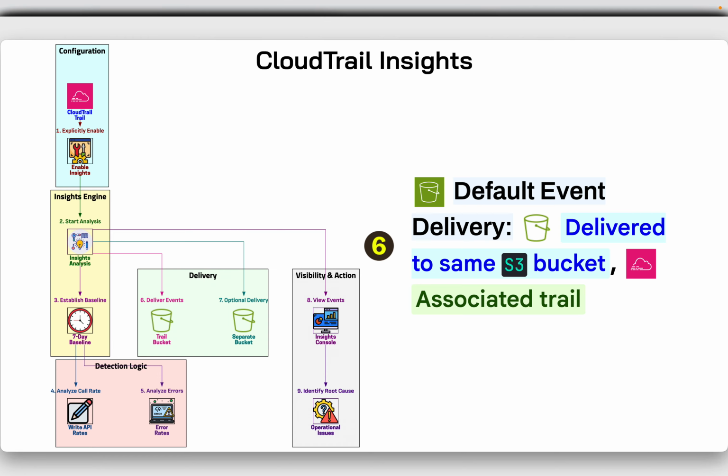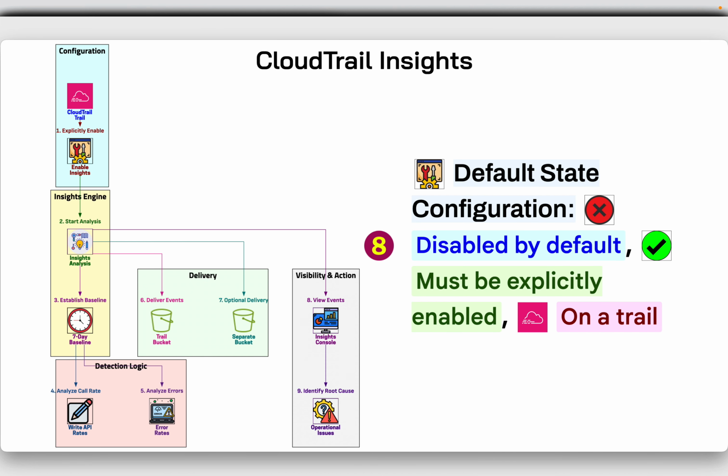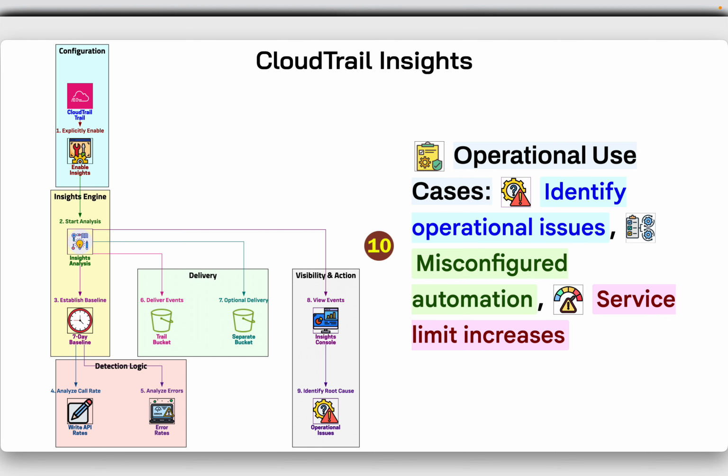Insights events are delivered to the same S3 bucket as the associated trail. Insights events can optionally be delivered to a separate S3 bucket for easier analysis. CloudTrail Insights is disabled by default and must be explicitly enabled on a trail. Insights events appear in the CloudTrail console under the Insights tab for easy viewing. Insights helps identify operational issues like misconfigured automation or service limit increases.